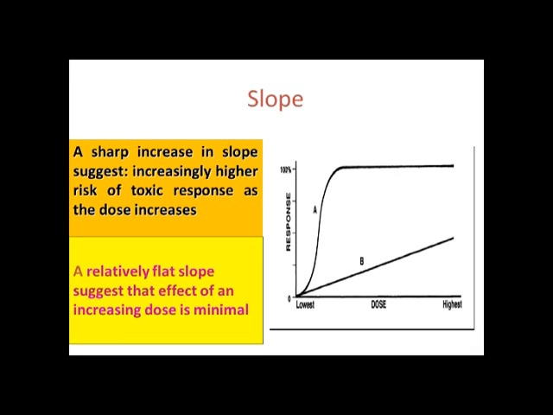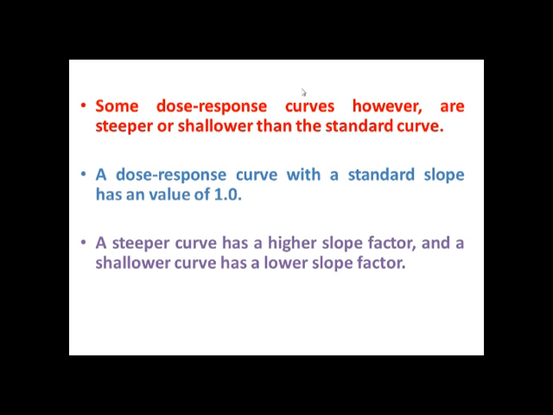That's the reason we want to have a slope, and that's why we plot it onto a logarithmic scale, exponential one, as against the more linear dose response curve. Some dose response curves, however, are steeper or shallower, as we discussed, than the standard ones. The standard ones usually have the value of 1, but the slopes can vary. It can be a steeper one or a shallower one. Depending upon that, it will determine the kind of response achieved with a minimal increase or decrease in the dose of a drug.